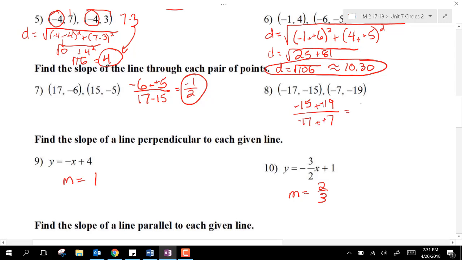So, like I said, we're going to have the same numbers, 4 over negative 10, and we can simplify those both by 2. That's our slope, the opposite, or the reciprocal of the other one we got.